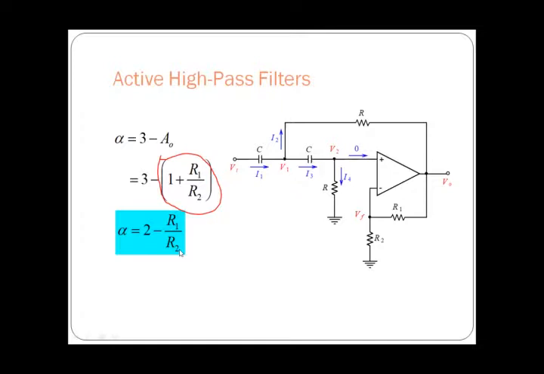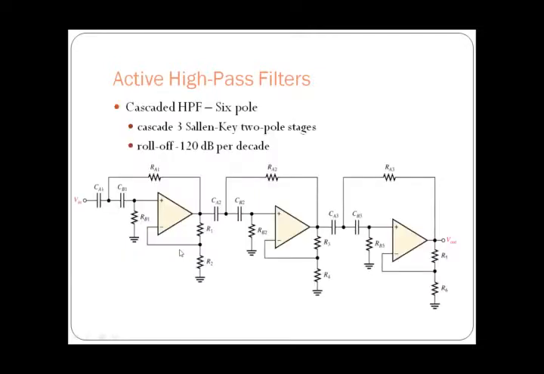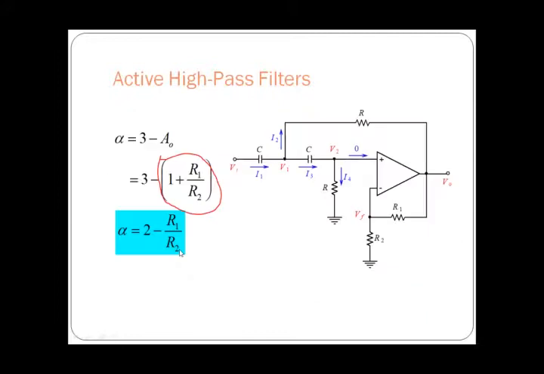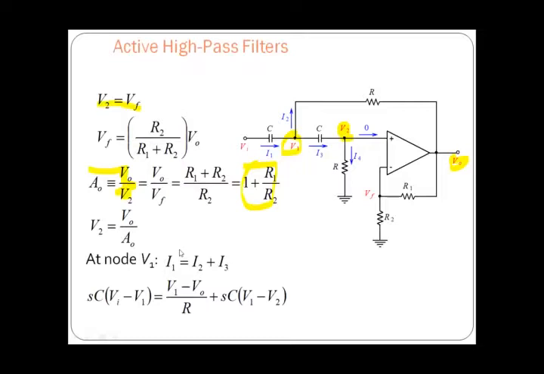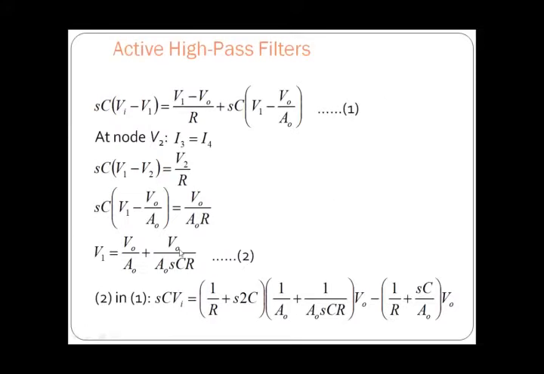So in the last slides we have described the damping factor which is equal to 2 minus R1 by R2. So this is how we have obtained the damping factor alpha, that is alpha is equal to 2 minus R1 by R2. So this is how we are going to obtain the transfer function of the second order high pass filter, or high pass filter with two poles.